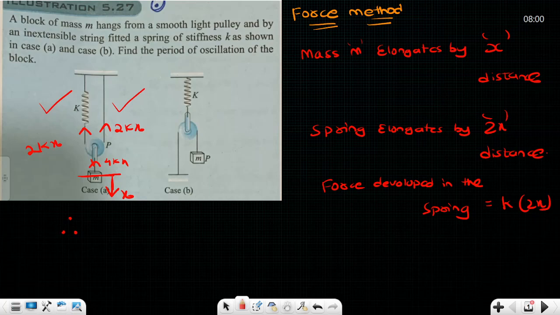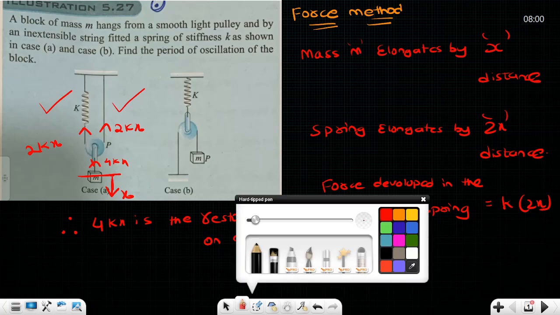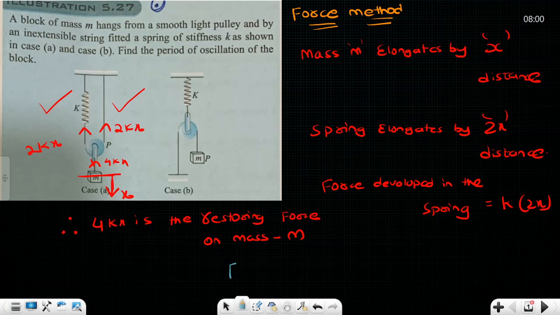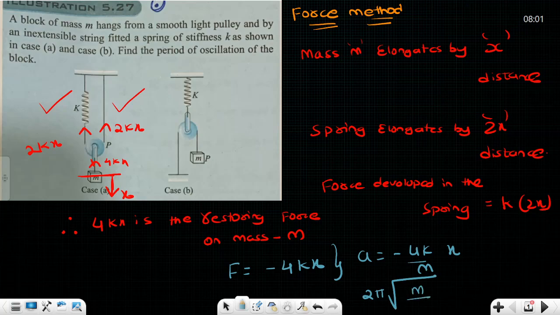Sorry. Therefore, 4kx is the restoring force on mass m. 4kx is the restoring force. Therefore, restoring force is equal to minus 4kx. And from here it is very simple. a is equal to minus 4k by m into x. So time period is 2 pi root of mod x by a. So 2 pi root m by 4k. This is the time period of the oscillation. This is using force method.